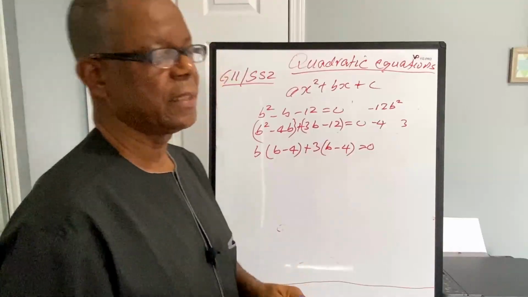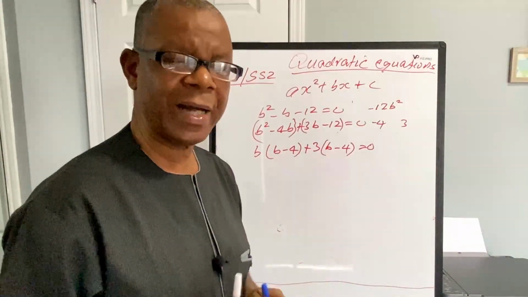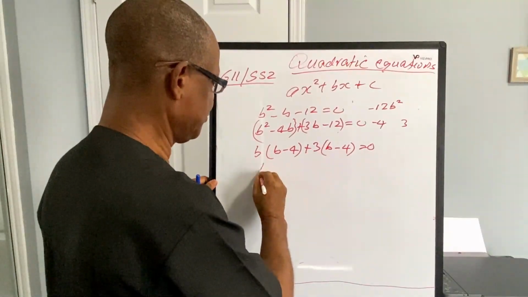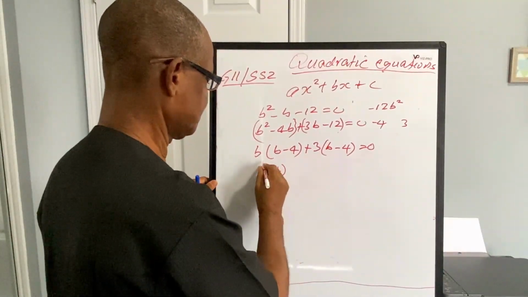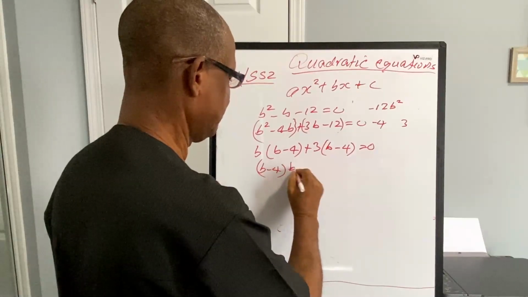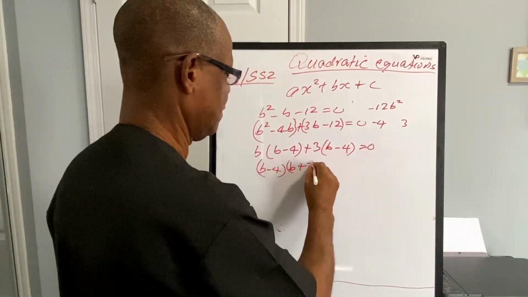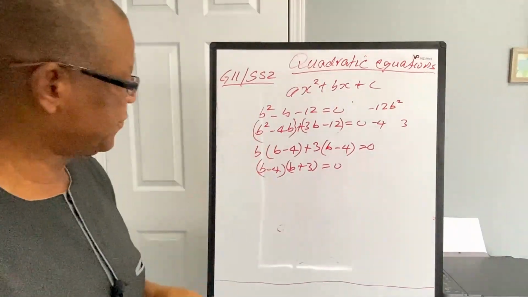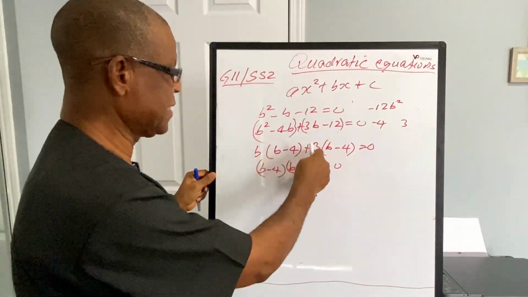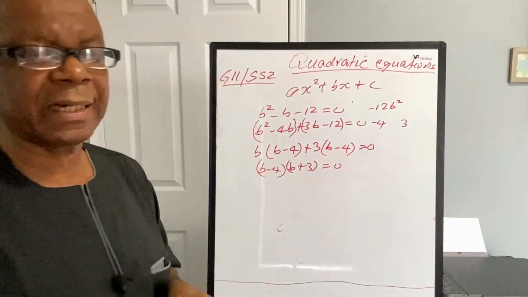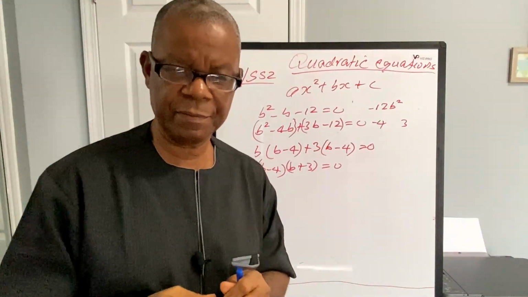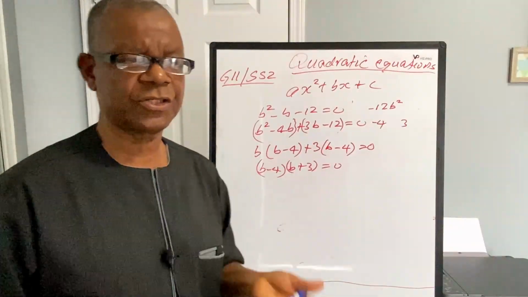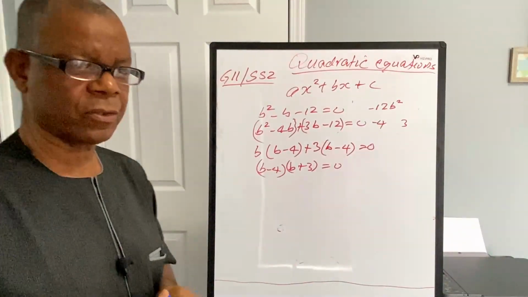Like I said, they must be the same both in value and in sign. And so we now collect. We have b minus 4 times b plus 3 equals to 0. It doesn't matter the one you collect first. You can collect this first or this first, doesn't matter, because it's a multiplication. 3 times 2 is 6. 2 times 3 is 6. It doesn't matter whichever one that comes first.